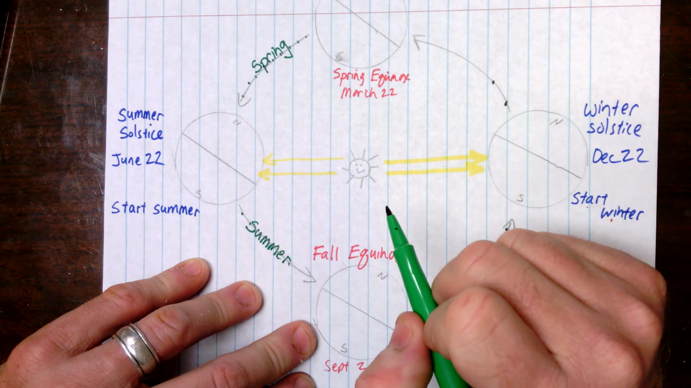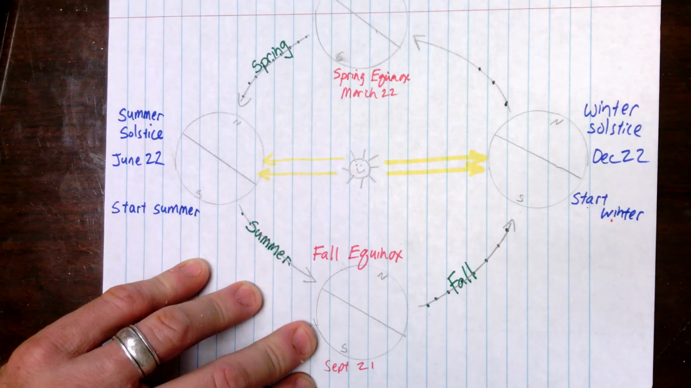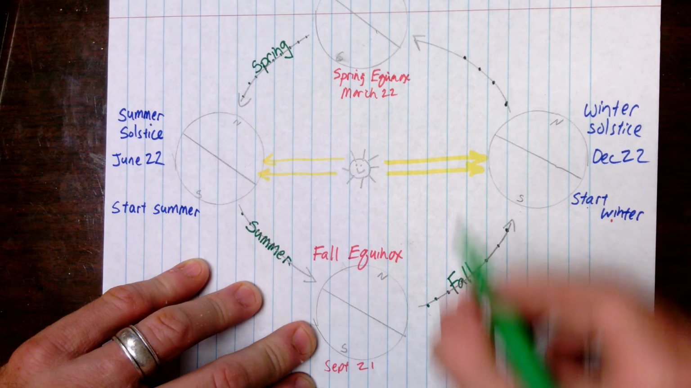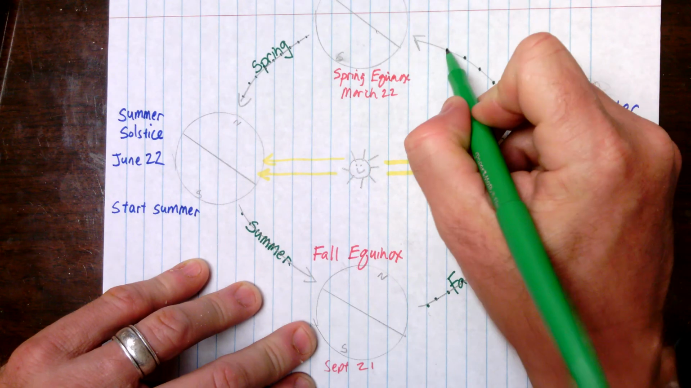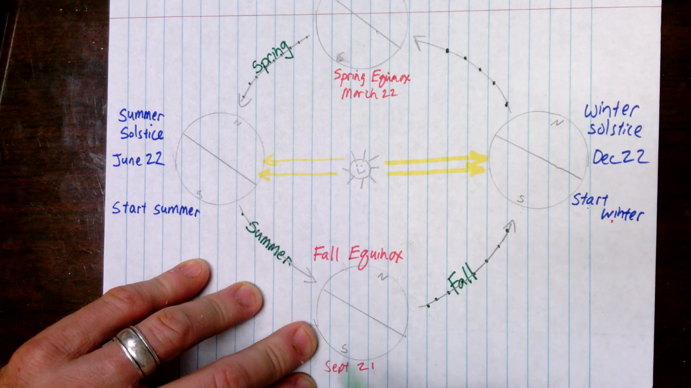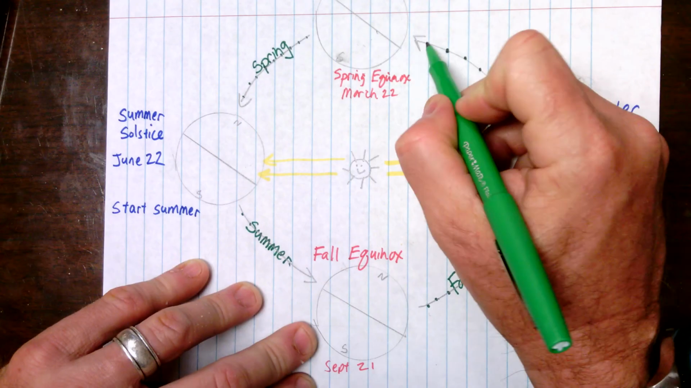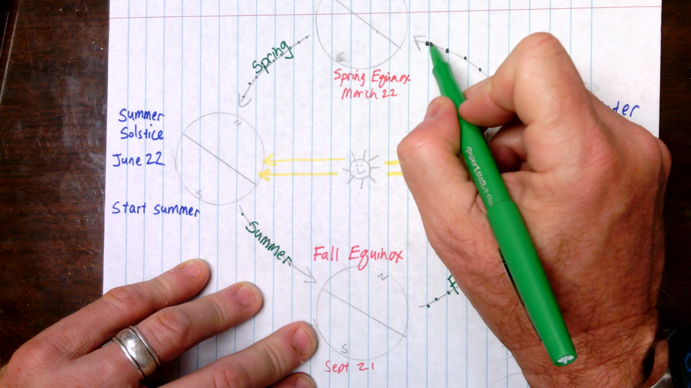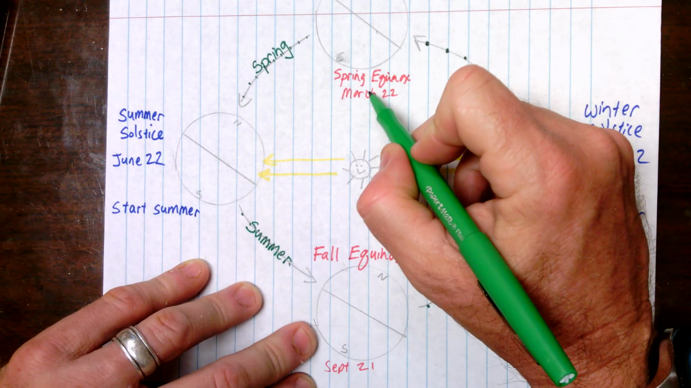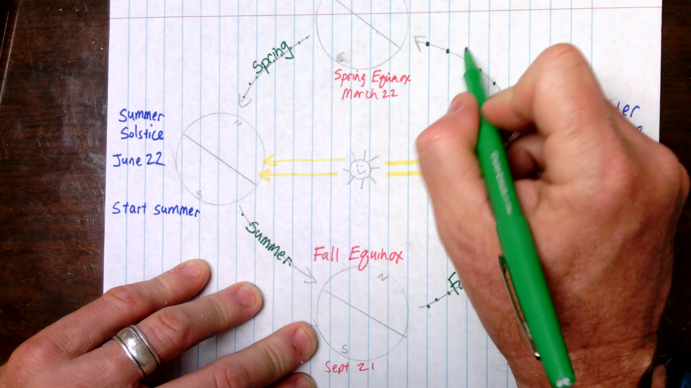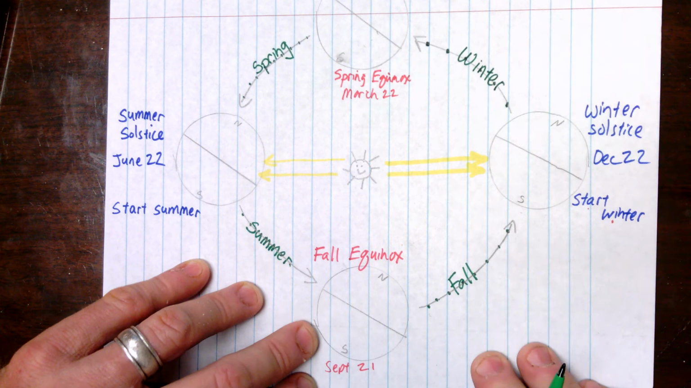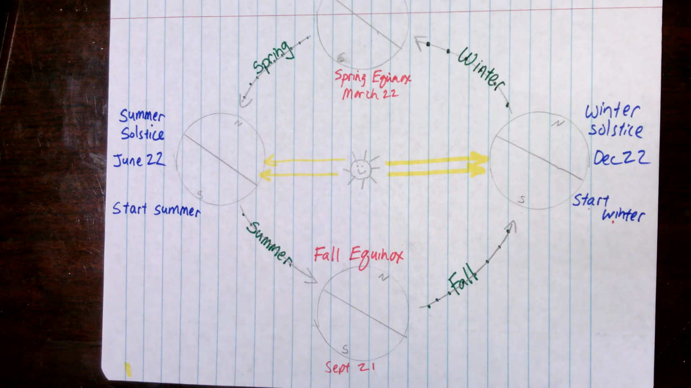January 10th is a winter day. February 2nd is a winter day. February 24th is a winter day. March 1st is still winter. March 19th is still winter. It doesn't change from winter to spring until you get to March 22nd. So this is all winter.